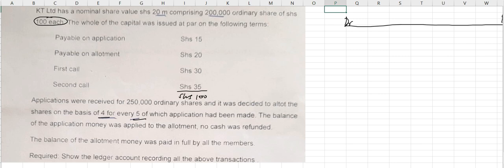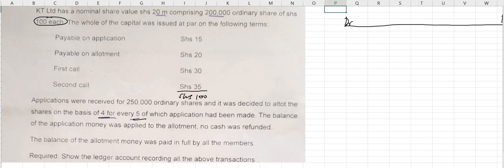But there are two key terms which I want to first explain before we go into the entries. Now, the first key term is application. What is application? Now, when the company is issuing shares, there is what we call the application stage. That's when the public or the potential investors express their interests in buying a company's shares.